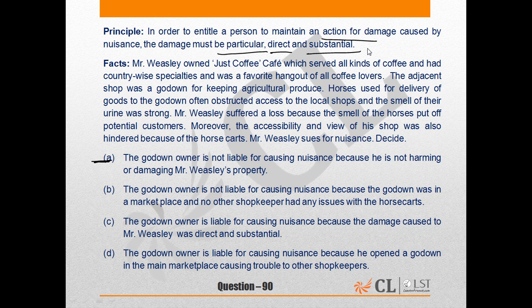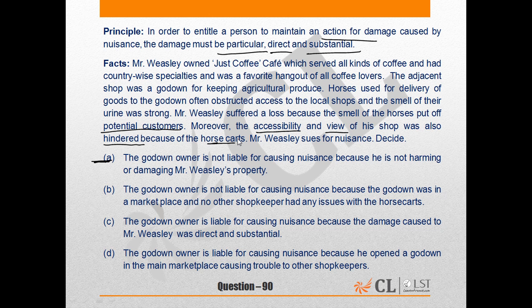The adjacent shop was a godown for keeping agricultural produce. Horses used for delivery of goods to the godown often obstructed access to the local shops, and the smell of the urine was strong. Mr. Weasley suffered a loss because the smell of the horses put off the potential customers. Moreover, the accessibility and view of his shop was also hindered, because of the horse carts.